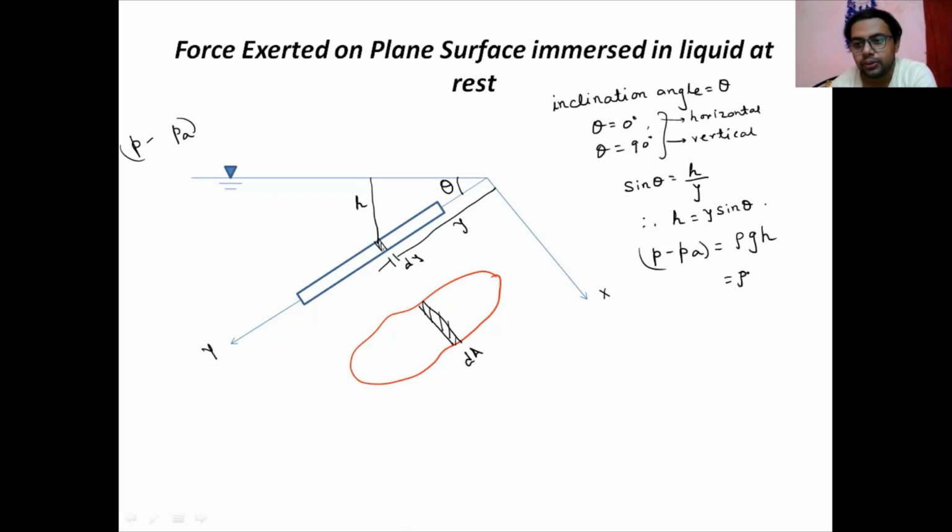So rho g y sine theta, that is the pressure acting. So what would be the force? Force would be this gauge pressure into area. So this pressure, rho g y sine theta, into area. Area is the dA here. So that is the elemental force acting only over this plane.